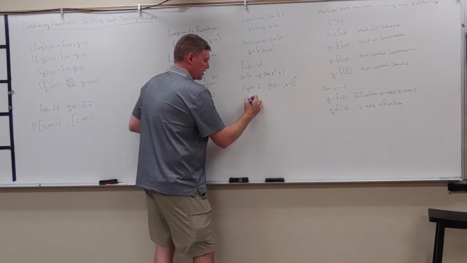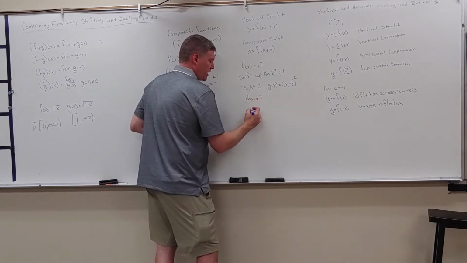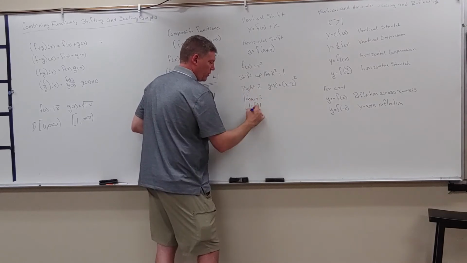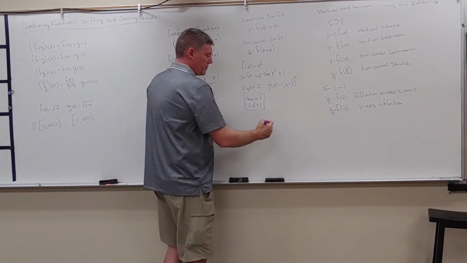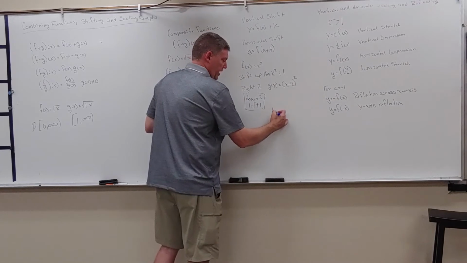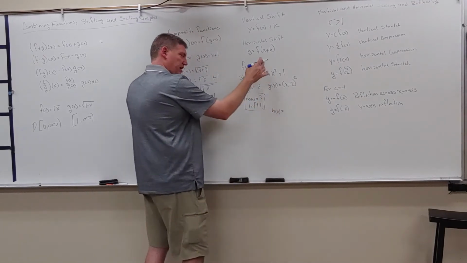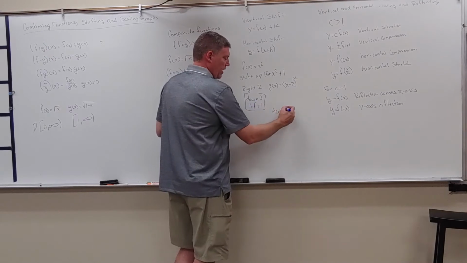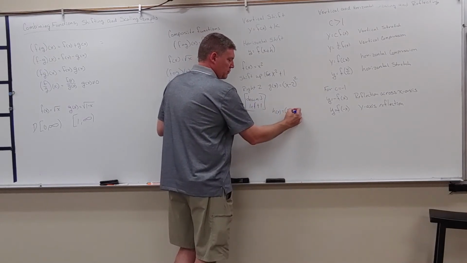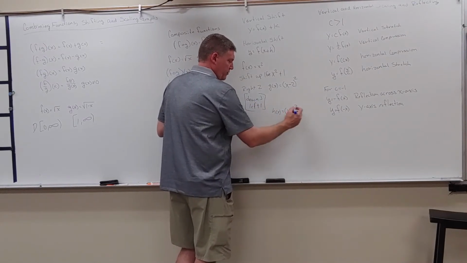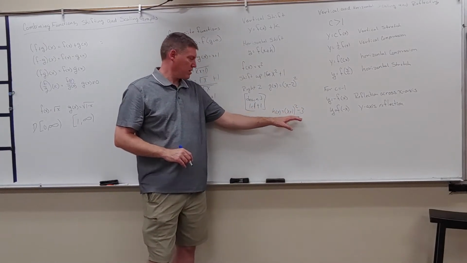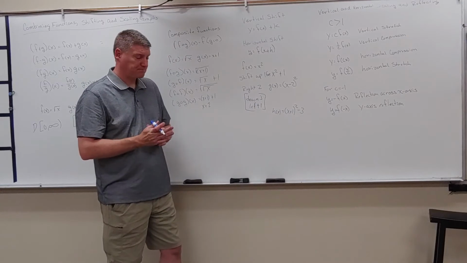So if I was down 3 and left 1, I want to do both of these, okay? So now I'm going to call it h of x, just so you don't get confused that it's the same graph. Okay, left 1 says I go (x plus 1) squared, down 3 says minus 3. So now I'm going down 3 and left 1.